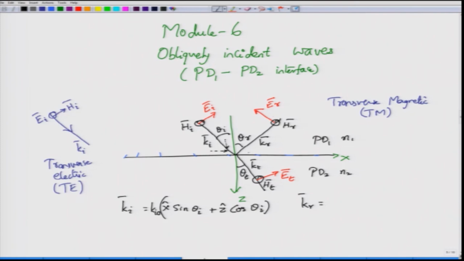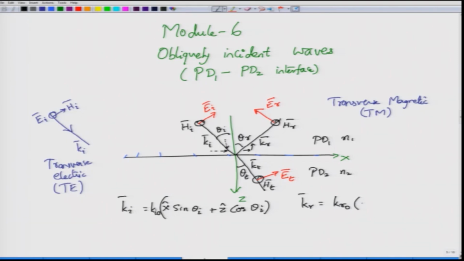So, a reflected wave means that the wave should move away from the interface, for which the z direction should become negative, or the z component should be negative for the reflected wave vector, whereas the x component can be positive. So, if you decompose this kr vector into its corresponding components, you would see that it has a negative z component, whereas a positive x component. And how much is the positive x component? This will be Kr0, which is again the magnitude of the reflected wave vector.